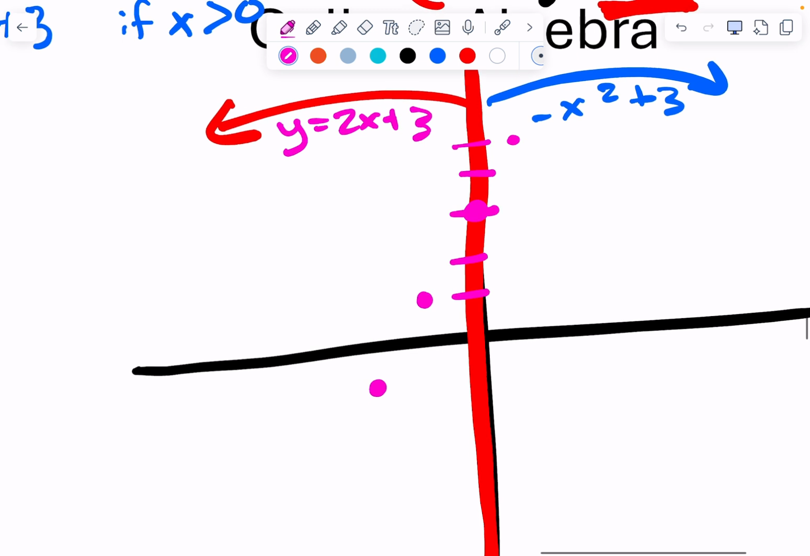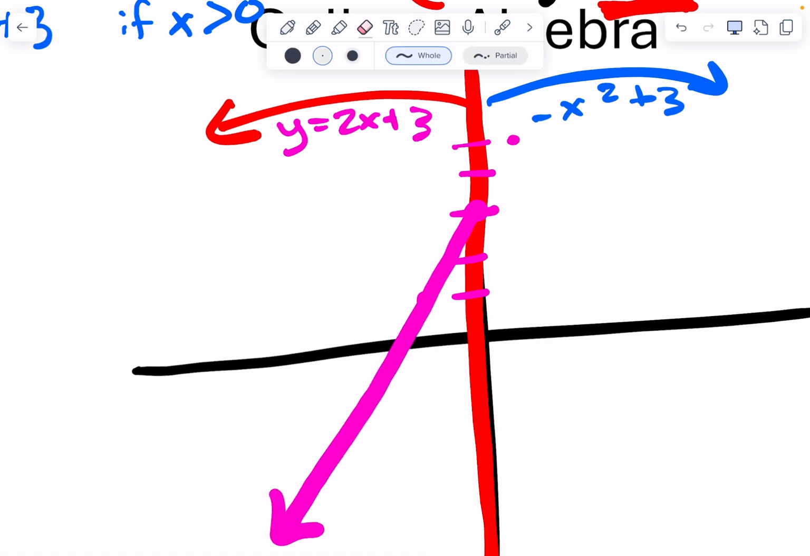Okay, so there's my dots, and before I connect the dots, I only want to graph him on the left side of the line, so I'm only going to do this side. Boop. And he goes forever that direction. And I'm going to erase this dot right here. Okay?